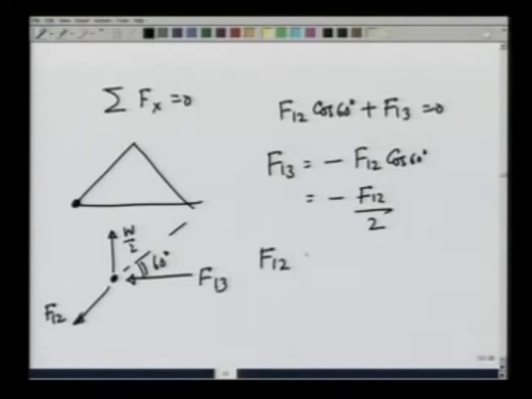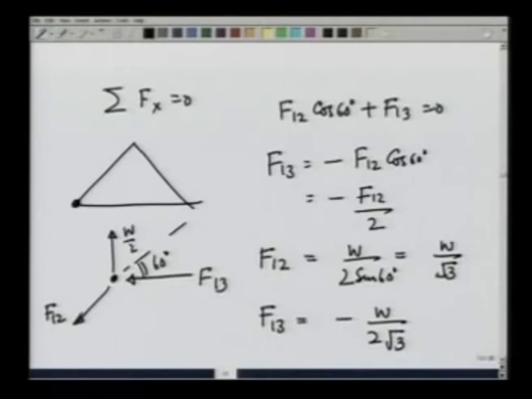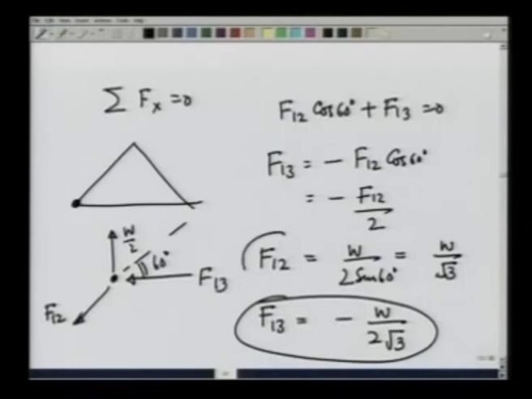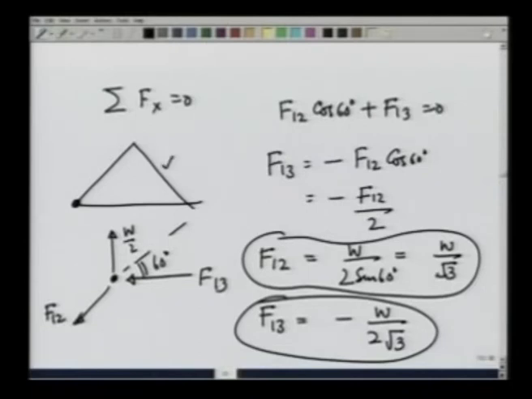F 1, 2, on the other hand, we found out is equal to W over 2 sine of 60 degrees, which is nothing but W over root 3, and therefore, F 1, 3 is equal to minus W over 2 root 3. I have found the forces on member 1, 3. I have found the force on member 1, 2. To find the force on the third member, that is F 2, 3, I have a choice. Either I can go to this point or this point and consider the equilibrium conditions there.